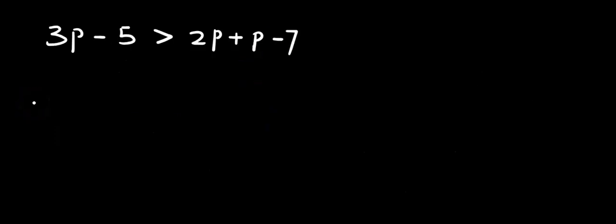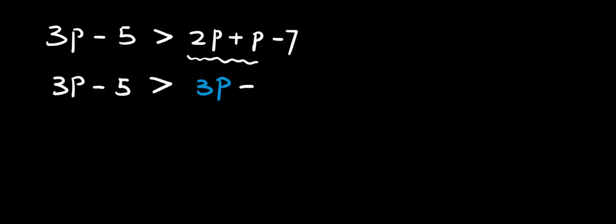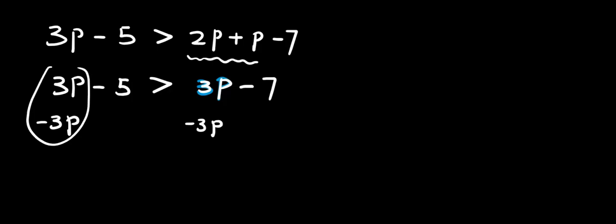I found this question is quite interesting. All right, let us look at the right-hand side. We need to combine like terms. So we have 3p. Then we copy down the rest. We have 3p minus 5 greater than 3p minus 7. Okay, all right, then you definitely can subtract 3p each side. You're going to subtract it, and then cancel out, cancel out.